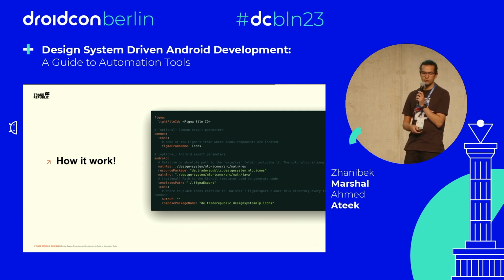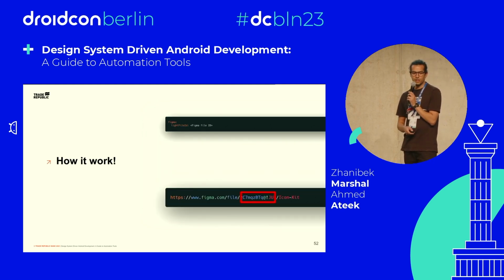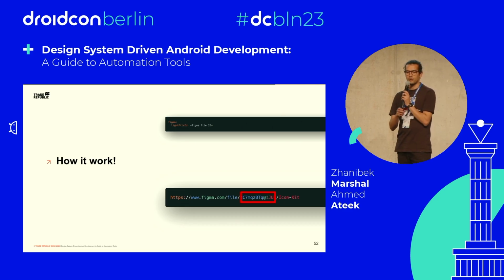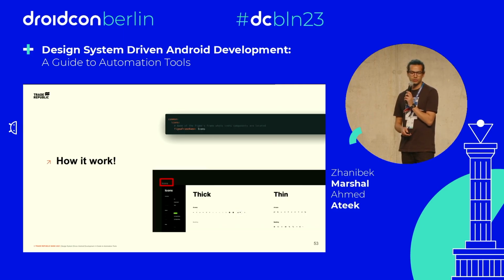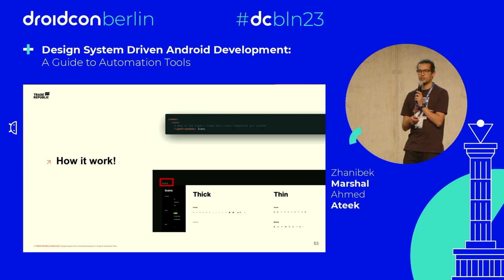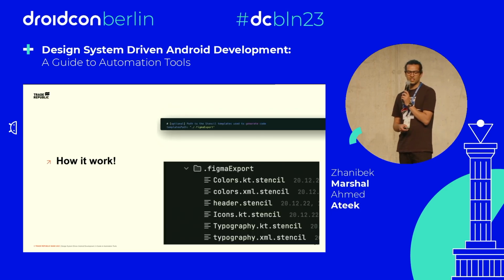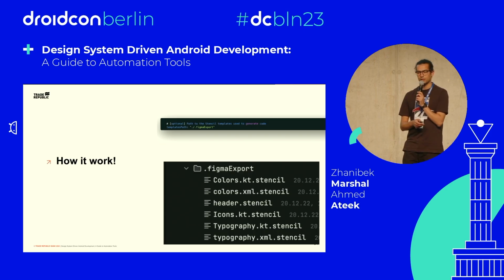I'm going to go through them one by one. First, the Figma file ID, which you can find inside the URL, next to the file. And the icon kit is the name of the folder, if you can call it a folder. Next, you have the icon, which is the frame name you are interested in. It can be icons, or colors, or whatever, but at least make sure it's added to the configuration. The second thing is some optional values, which I really like about this tool.